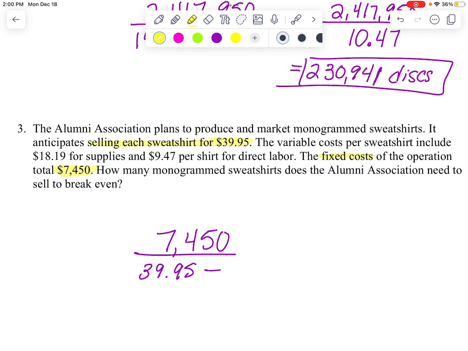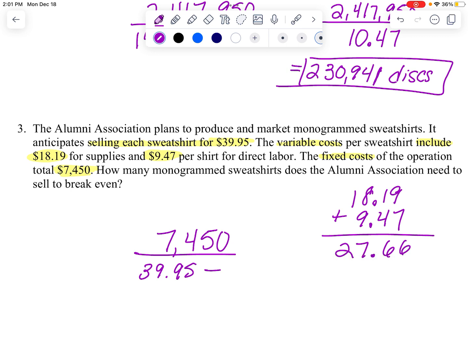But now if you look, the variable costs include two different things, $18.19 and $9.47. We need one price though. So we're going to add both of those numbers. We need to write that down over here. So we're going to add 18.19 plus 9.47. Take a moment, use your calculator to add up those two numbers. Okay, and you should get 27.66. So that's the number we're going to put here.